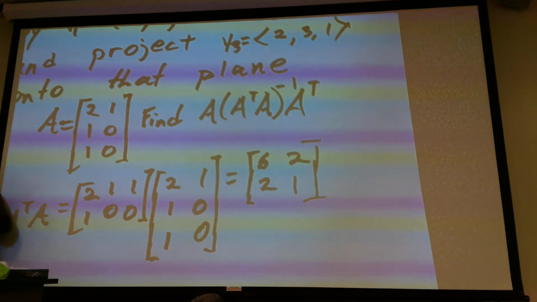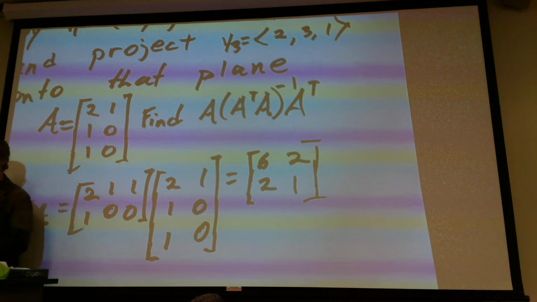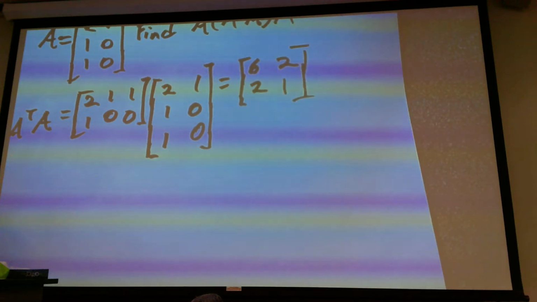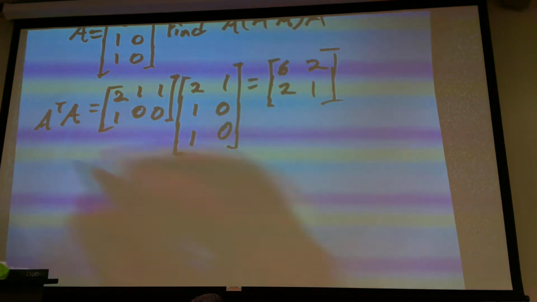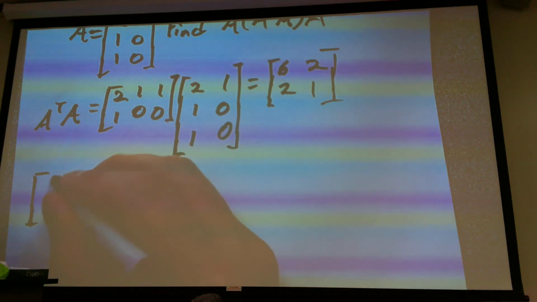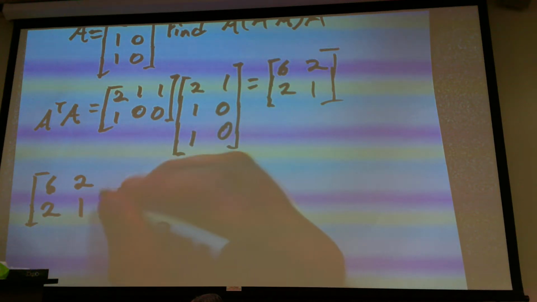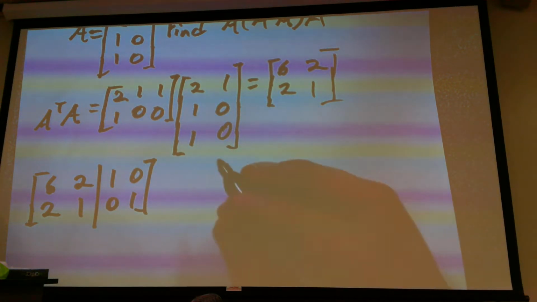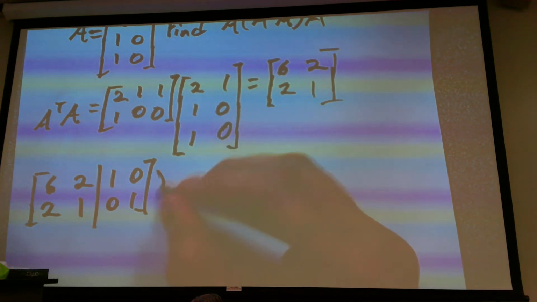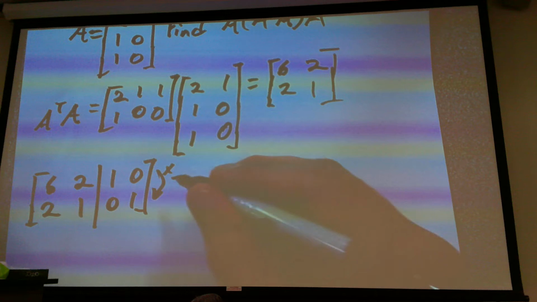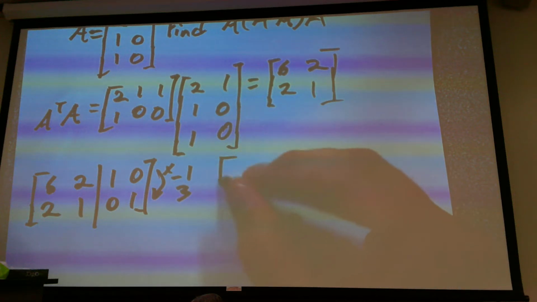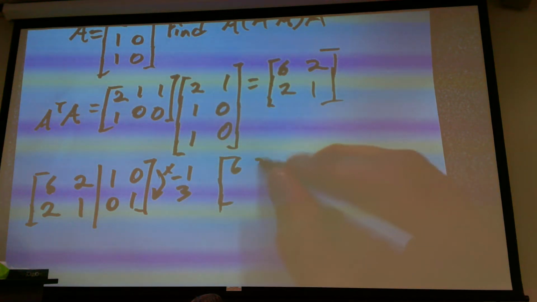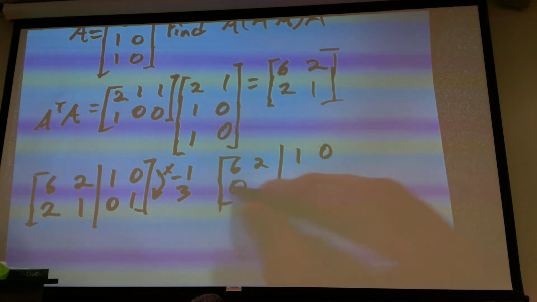Great. Now that we found A transpose A, we're going to find A transpose A inverse. So let's augment this with the identity matrix. We're going to have 6, 2, 2, 1, augmented with 1, 0, 0, 1. First up, let's take the top row, multiply by negative 1/3 and add downwards. The top is not affected. 1, 0. We're going to try to get a 0 right there.